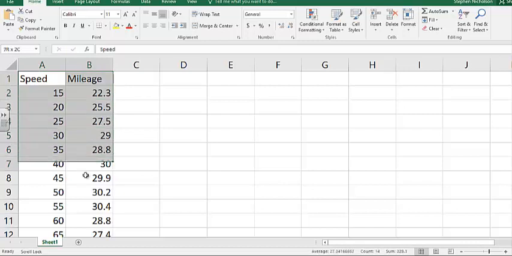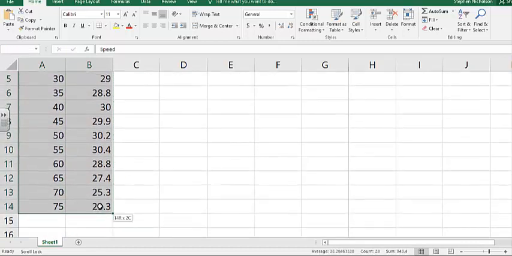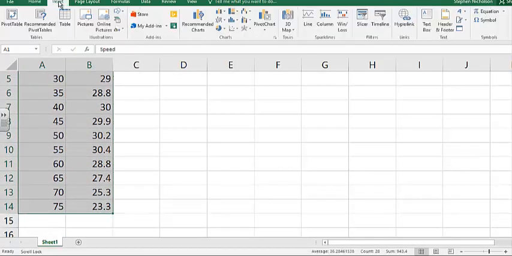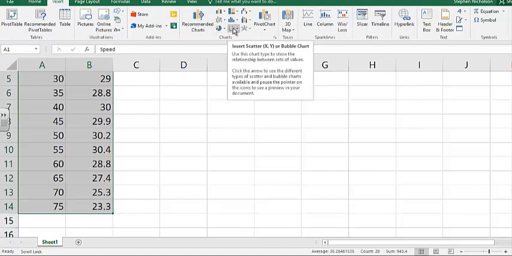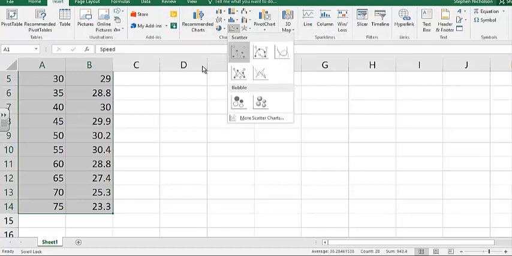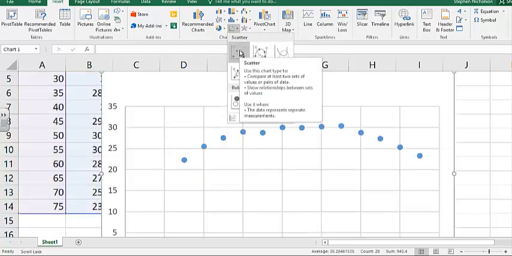The way you do it is you highlight your data, go to Insert, and over here to Chart. We're going to choose this one, which is called the scatter plot, and we'll pick this one, which is just the data.